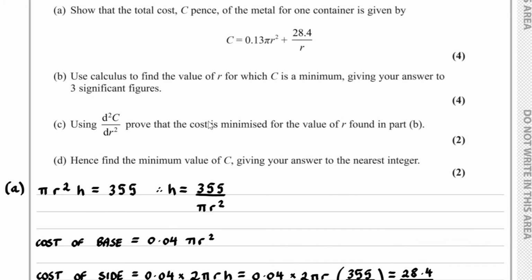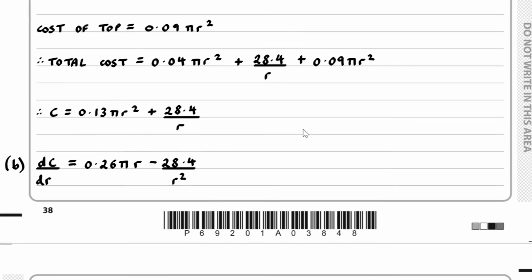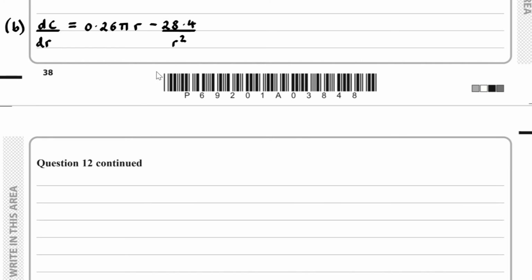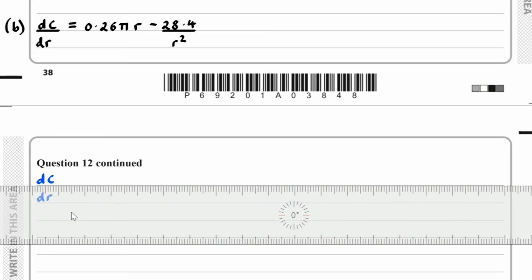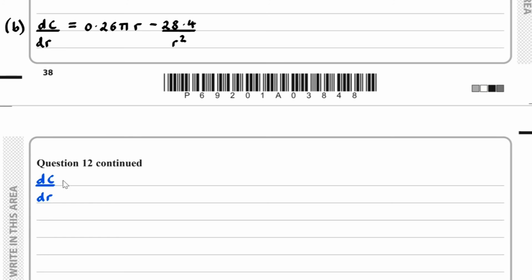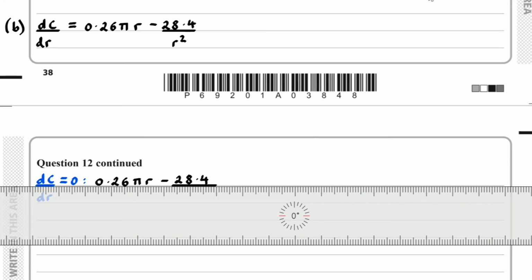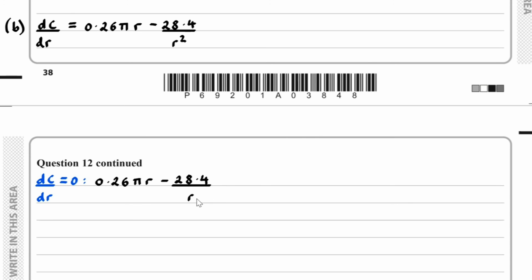And now, because I am finding the value of r for which C is a minimum, that suggests to me I need to set dC over dr equal to 0. And if I do that, I've got 0.26 pi multiplied by r, subtract 28.4 over r equals 0.